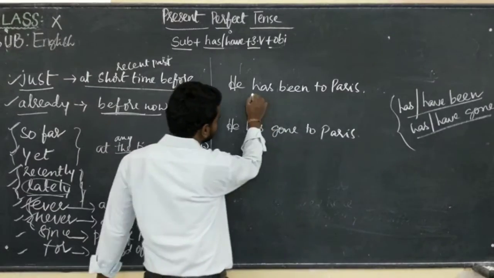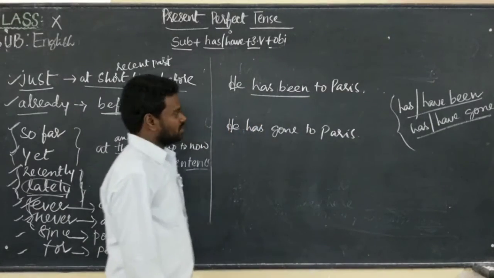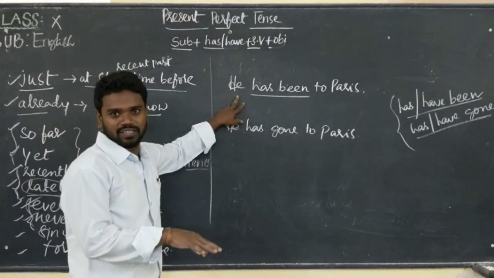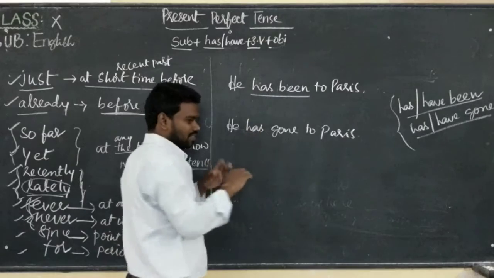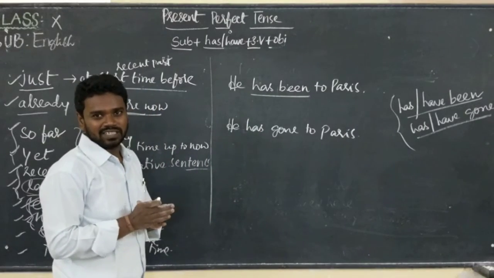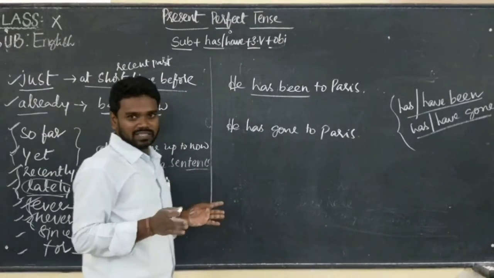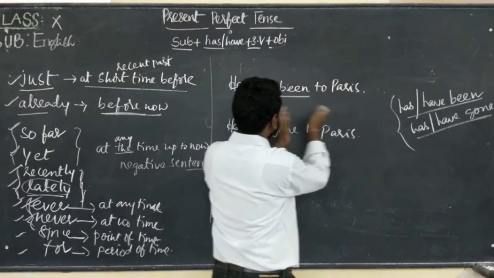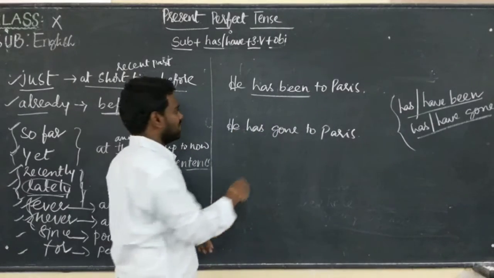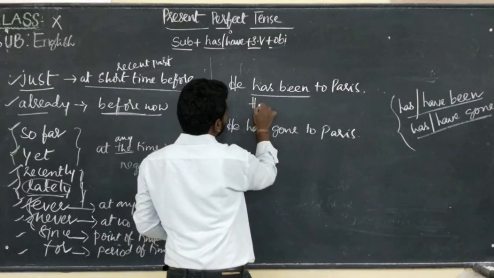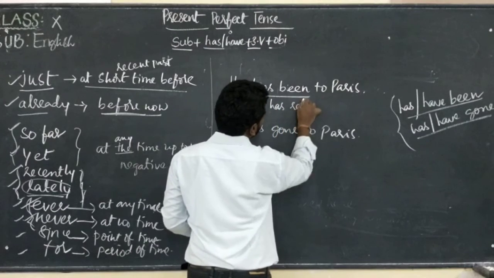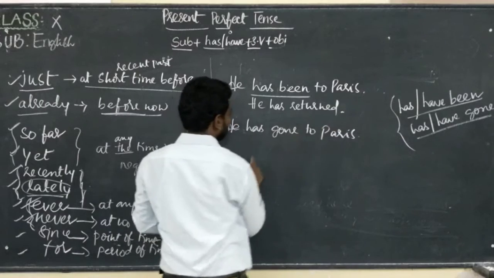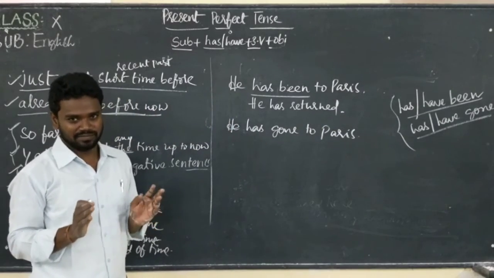So has been to Paris means, right? He has gone to Paris and returned. Understand? He went there, he visited, he moved around the places, he enjoyed, and he came back. That means he has been to Paris means he went and returned, right? So here that means he has returned.